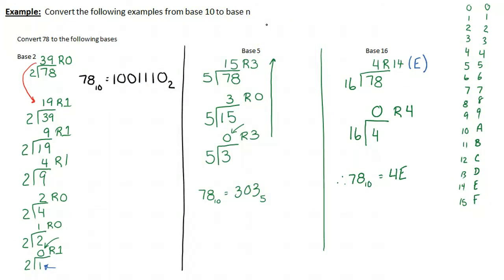So the key point is that when you want to convert from base 10 to base n, you simply continually divide until you end up with a 0 as a dividend, and then you write out the number from left to right, starting with the most recent value. So here, 1001110 is 78. 303 base 5 is 78. 4E base 16, which I left off there, is 78. I hope that helped.